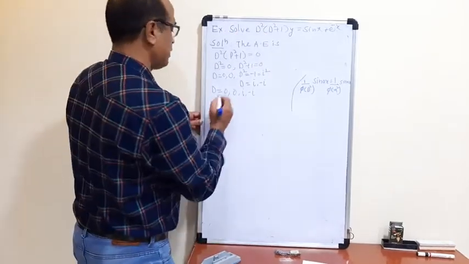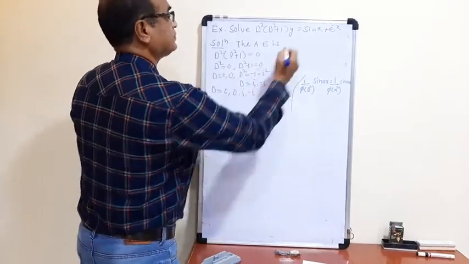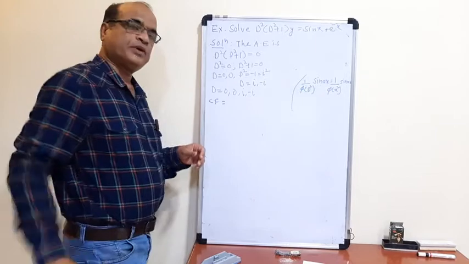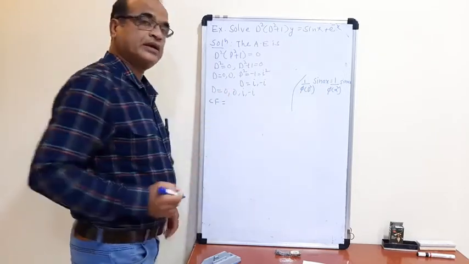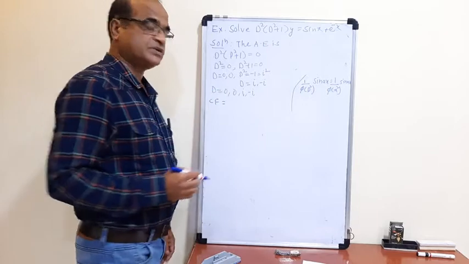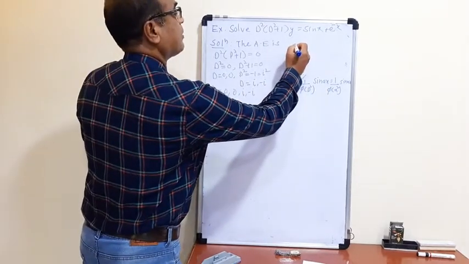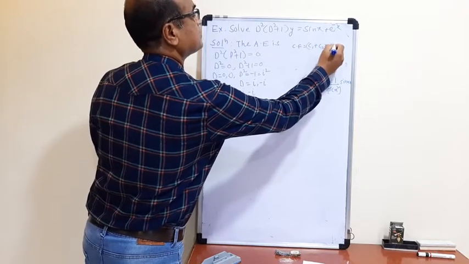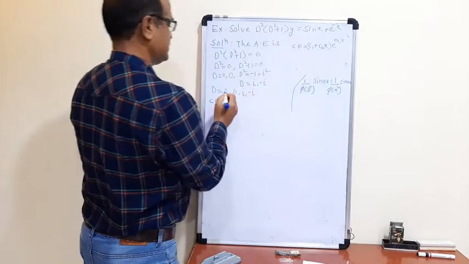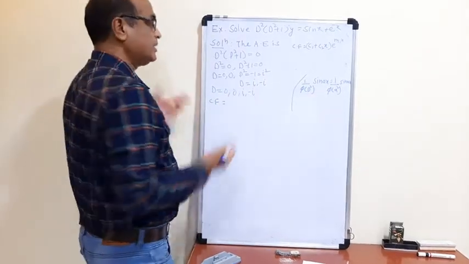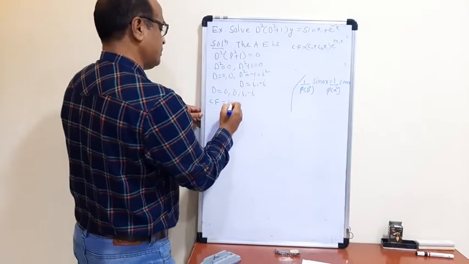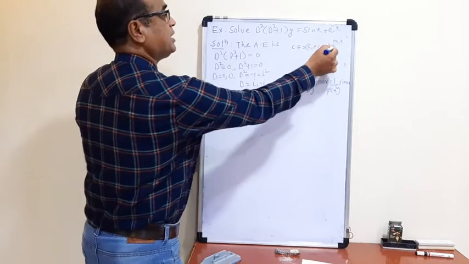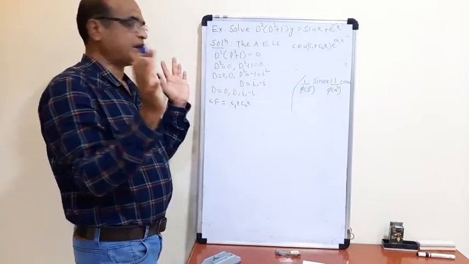So what is the complementary function? For the first part of the complete solution, the roots are repeated: 0 is repeated 2 times. So the complementary function is (C1 + C2 x) e^(m1 x), where the roots are m1, m1, m2, m3. So that is (C1 + C2 x) e^(0x), and e^0 is 1.